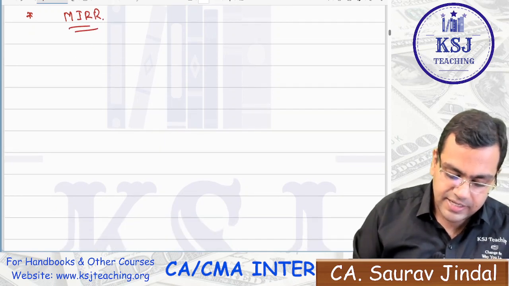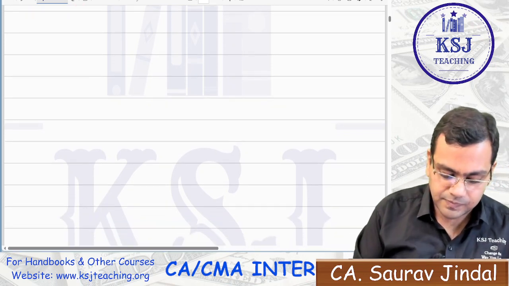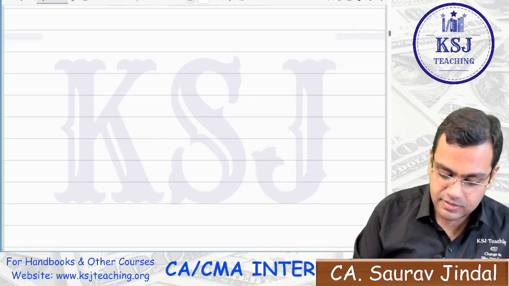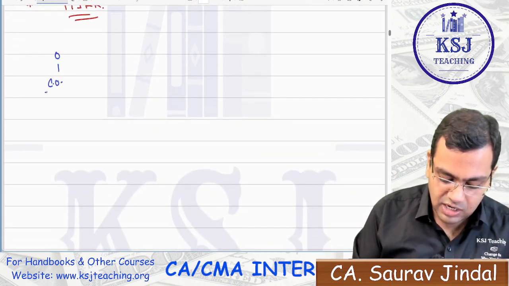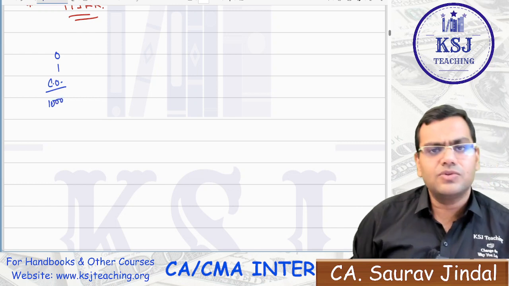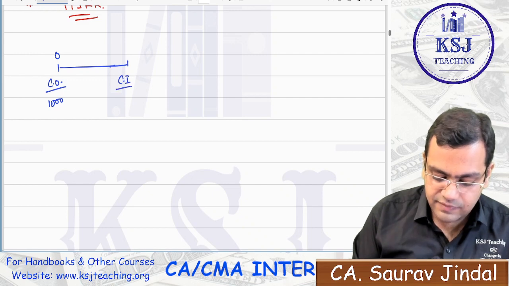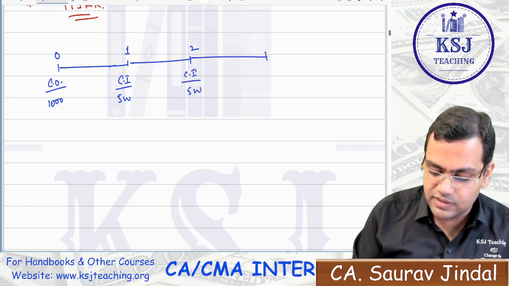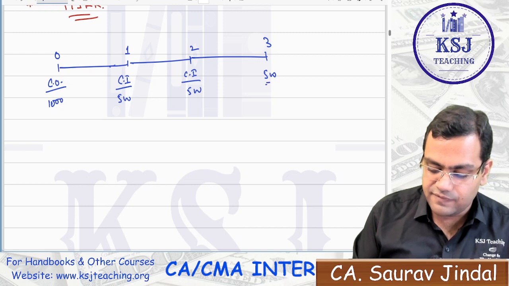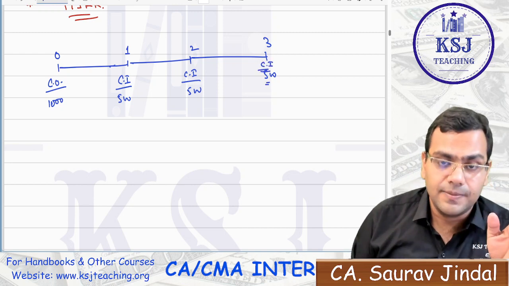In this case, he says, let's say you are at zero period, at zero period, you have a cash outflow of, let's say, 1000 rupees, right? At the end of first year, you will have a cash inflow of 500. At the end of second year, again, you will have a cash inflow of 500. At the end of third year, you have a cash inflow of 500. He says, now what you are doing with the cash inflows? This is a 3-year project, right?